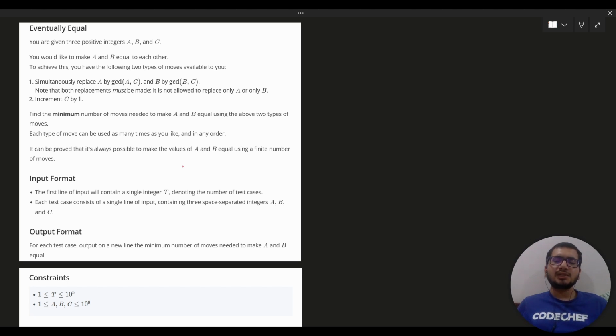You are given three positive integers a, b and c. You would like to make the integers a and b equal to each other. To achieve this, you have two types of move available to you. The first move is that we will replace a by the GCD of a comma c, and in the same operation we'll replace b by GCD of b comma c. Note that both of these have to be made simultaneously. It is not allowed to replace only a or only b.